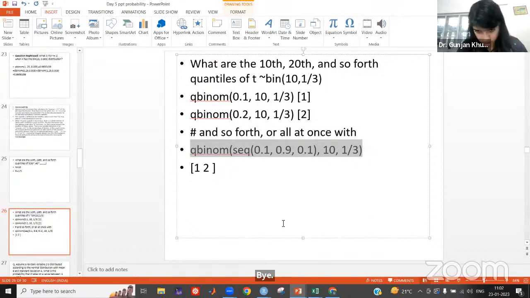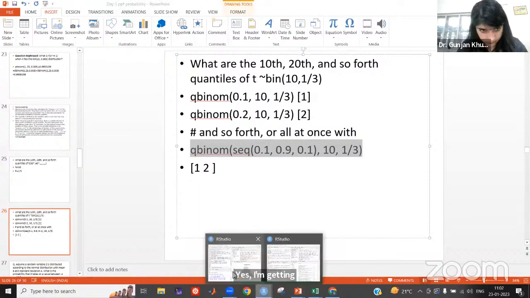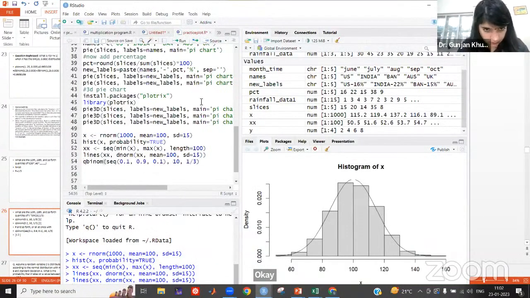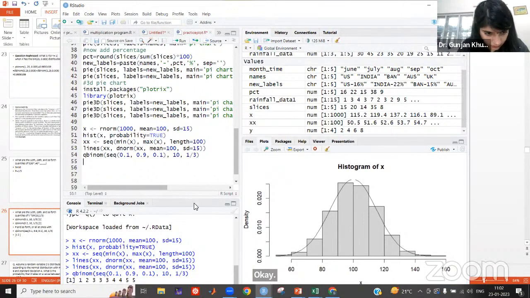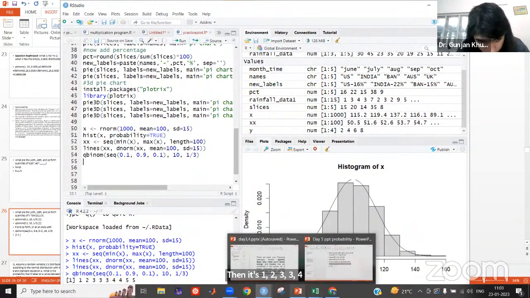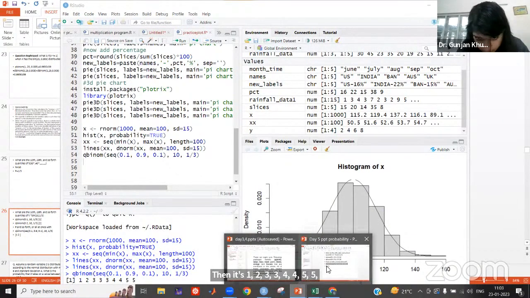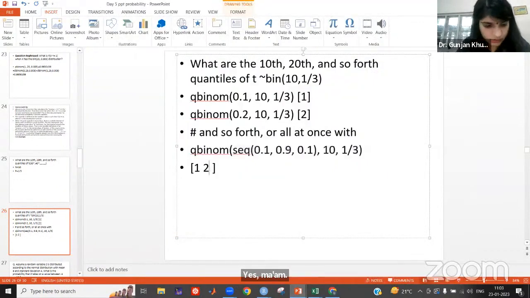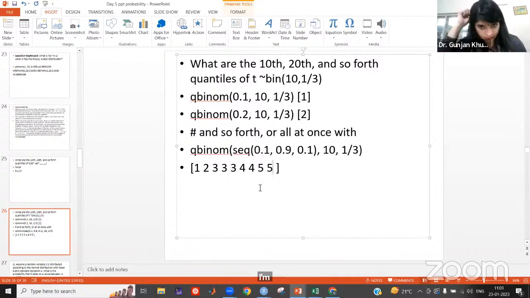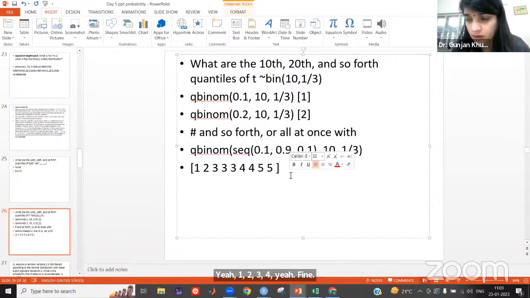Yes, I am getting it. Ma'am, it's 1, 2, 3, 3, 4, 4, 5, 5. 3 is coming 3 times, right? Yes, ma'am. Okay, so this is your answer: 1, 2, 3, 3, 3, 4, 4, 5, 5. Is it right? Yes, ma'am, I'm also getting the same. Fine. So these are how many elements? 9 elements, right? 9 elements.